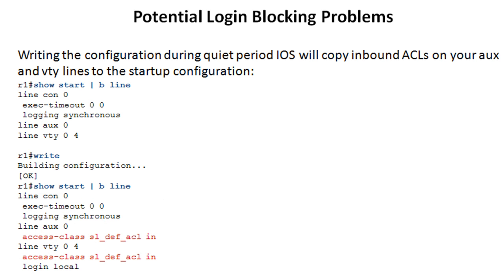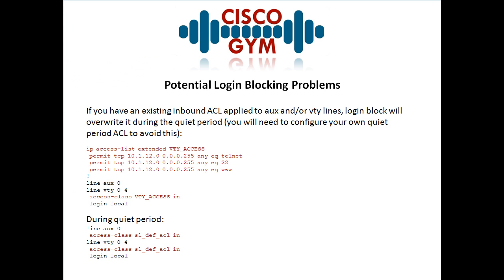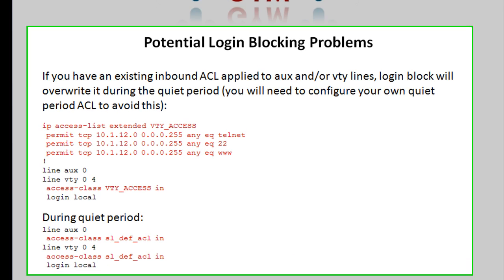Potential login blocking problems. If you have an existing inbound access list applied to your auxiliary or VTY lines, the login block feature will actually overwrite this during a quiet period. And this is another reason why you're going to want to configure your own quiet period ACL.